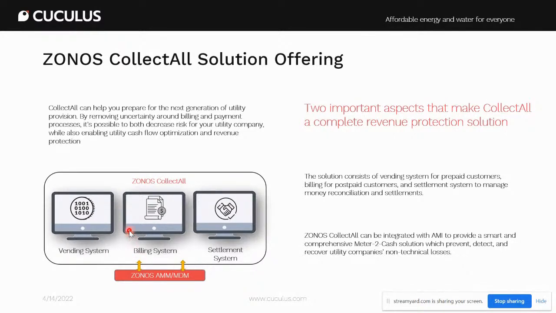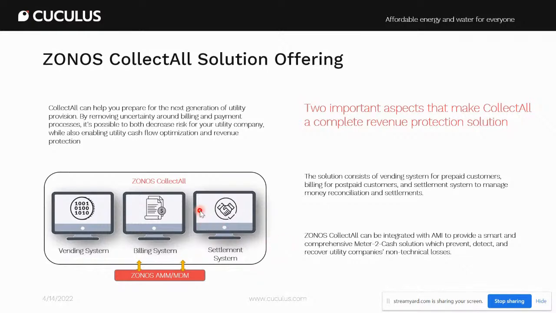Okay, as I explained, this package includes a couple of software systems. Actually, there are two important aspects that make CollectAll a complete revenue protection solution. The first one is that it consists of different systems. For example, we have the vending system that serves the prepayment customer. We have the billing system that serves the postpaid customers, and we have what we call the settlement system. The settlement system is to manage money reconciliation and money settlements. But today, the target of this slide is just to introduce to you the overall solutions that we have, and we need to focus on the vending system for the webinar.